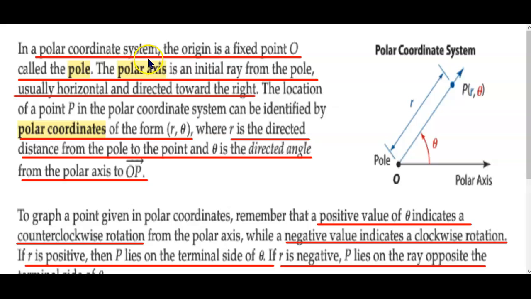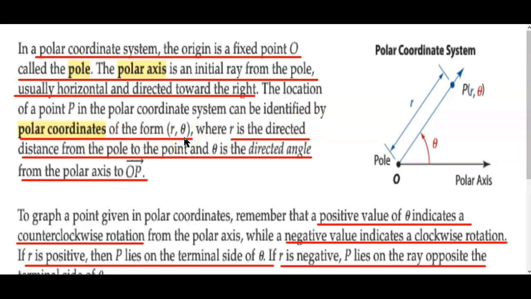Okay. In a polar coordinate system, the origin is a fixed point called the pole. So the pole is the origin. The polar axis is an initial ray from the pole. It's usually the horizontal axis directed to the right. That's what we're going to use. I'm not sure, in air traffic controlling they may use north as the polar axis, but we're going to use the positive x-axis.